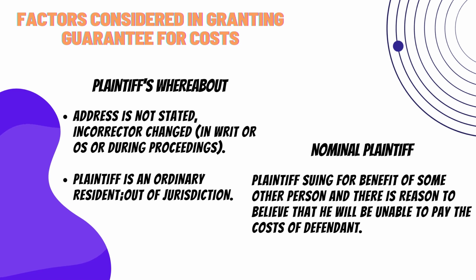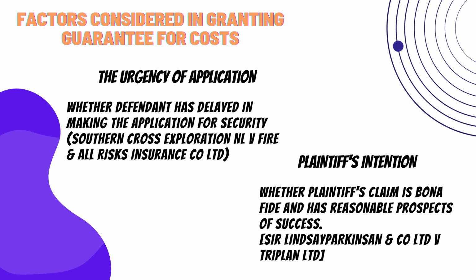Number 1. Plaintiff's whereabouts or address is not stated, incorrect or changed, in the writ or OS originating proceedings. Plaintiff is ordinarily resident out of jurisdiction. Number 2. Nominal plaintiff suing for the benefit of some other person and there is reason to believe that he will be unable to pay the costs of the defendant. Number 3. The urgency of the application, whether the defendant has delayed in making the application for security. Southern Cross Exploration and LV Fire and All Risks Insurance Company Limited.